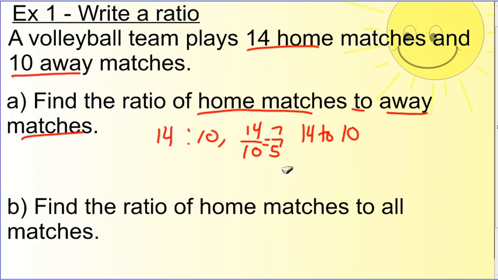Now, one thing that you might be asking yourself is, well, can we take this 7 over 5 and then change it into 1 and 2 fifths? And the answer is no, you can't.